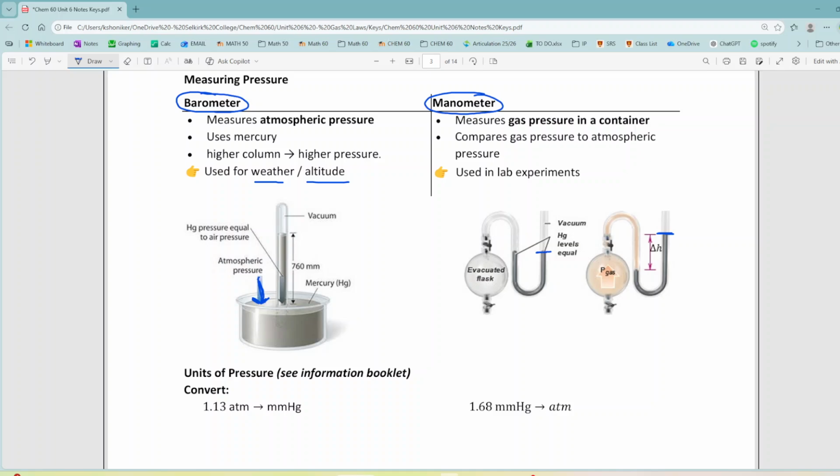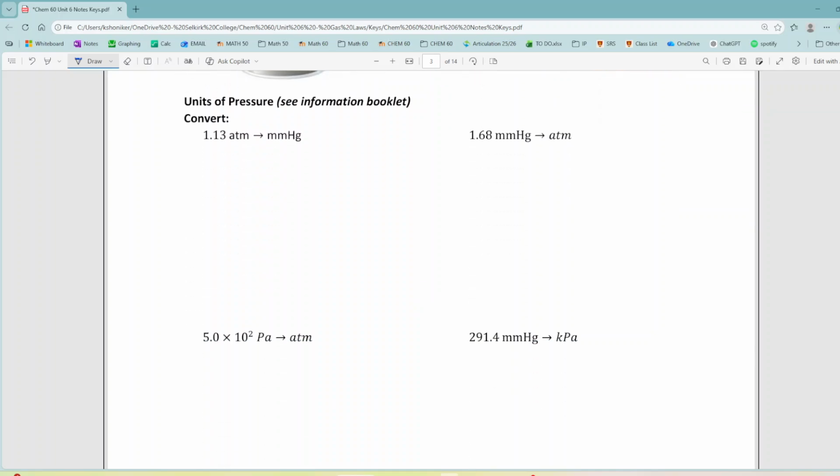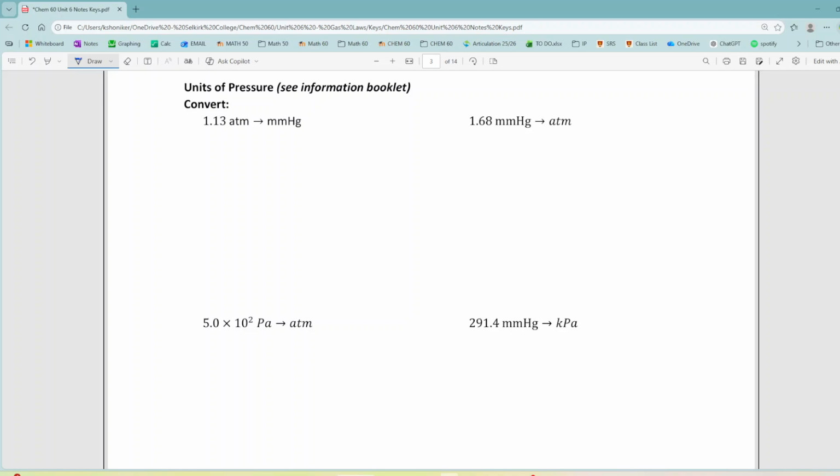Now, we're not going to have to worry too much about pressure of gases, except that we're going to be using it a lot in calculations. And you're going to be responsible for the SI units of pressure. So we're just going to make sure that you remember how to do dimensional analysis, and we're going to convert from atmospheres to millimeters of mercury, millimeters of mercury to atmospheres, and then some random units like pascals to atmospheres, or millimeters of mercury to kilopascals.